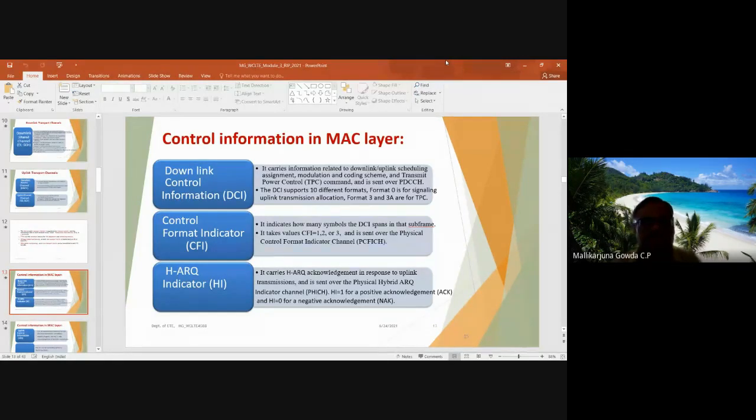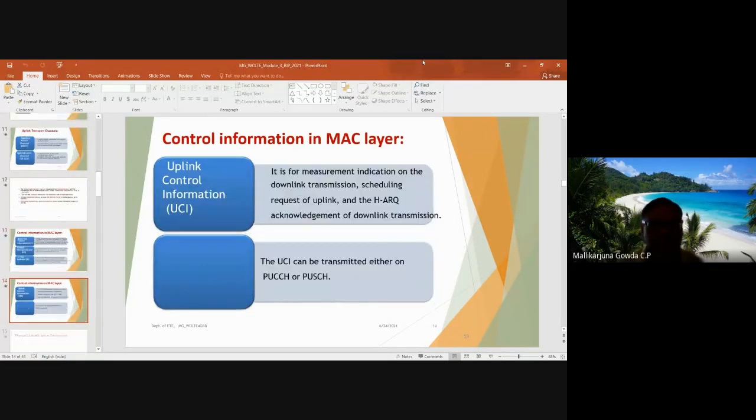When HI is equal to 1, it indicates a positive acknowledgement. And when HI is equal to 0, it indicates a negative acknowledgement. So I have discussed the control information in the MAC layer, just 3 so far. One more is there, so let me say what that is.